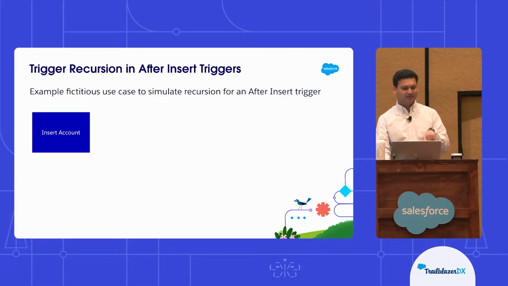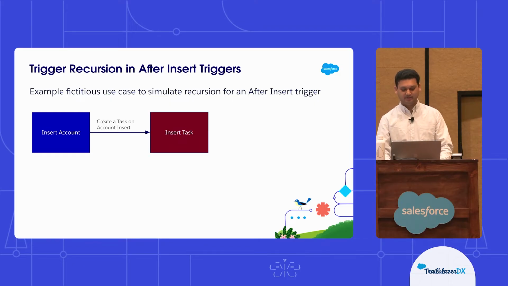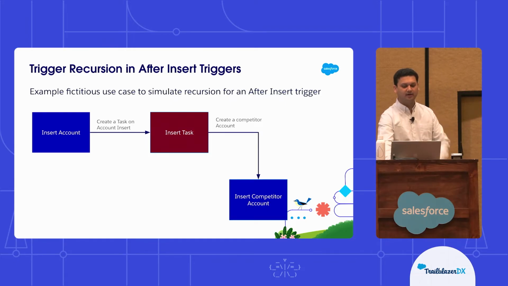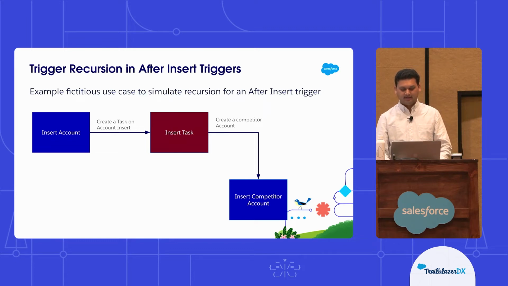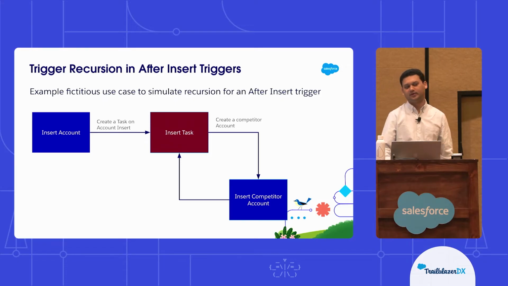Okay. So here there is a use case where I'm inserting an account, and then I'm creating a task on an insert of an account. And then there is another trigger which creates a competitor account based on the description field that it finds on the task. So this creates a task, and the task creates an account, and this gets into the recursion. So how do we solve for this, Daniel? Because we don't have the trigger.old here to compare anything, and the set approach is not going to work.